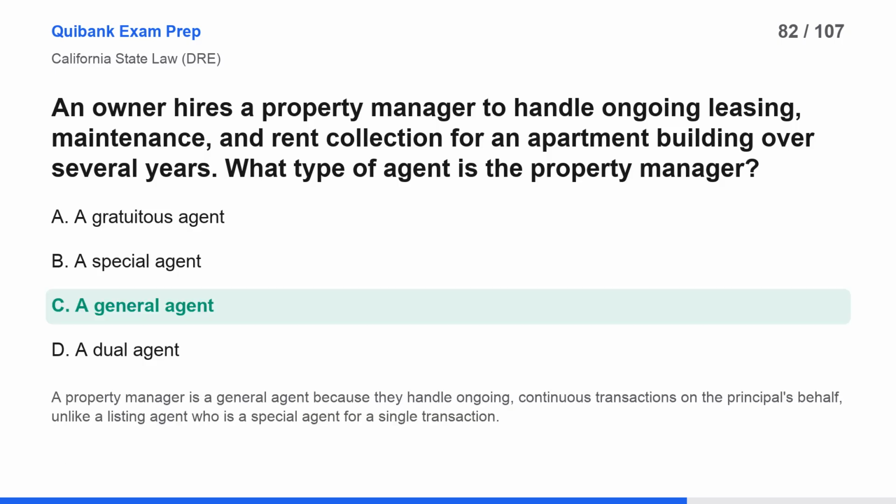The answer is C. A general agent. A property manager is a general agent because they handle ongoing, continuous transactions on the principal's behalf, unlike a listing agent who is a special agent for a single transaction.